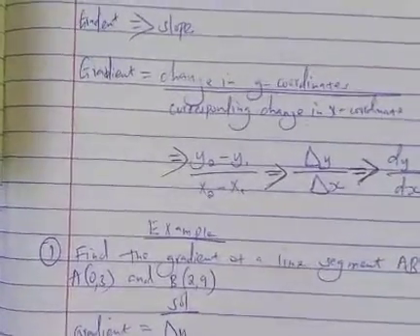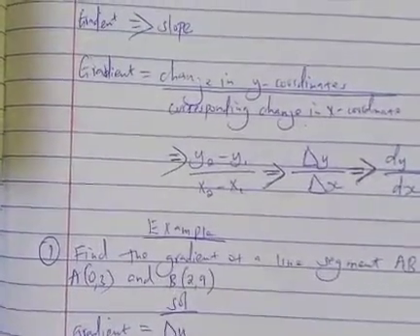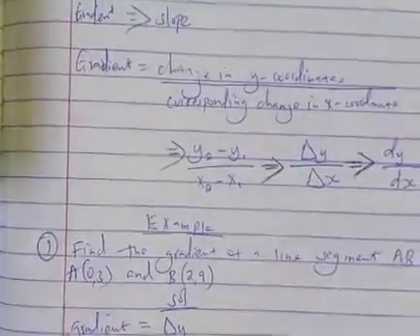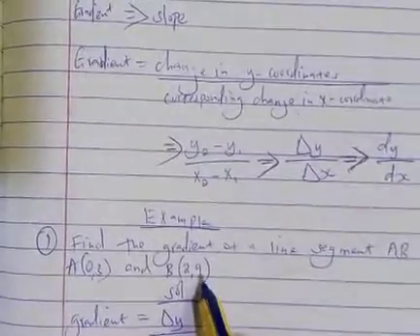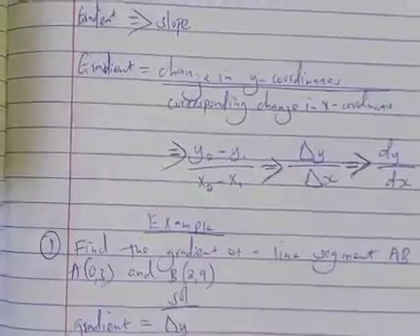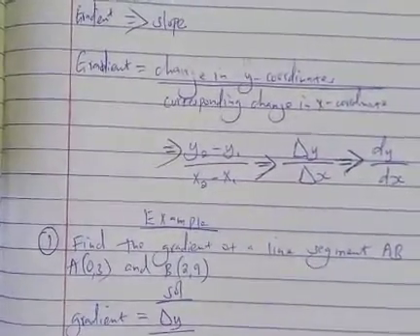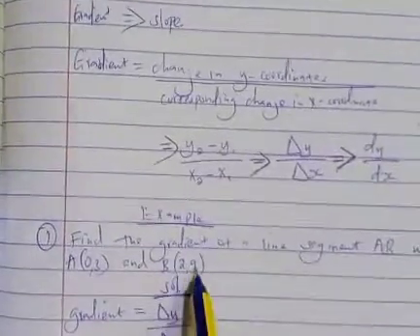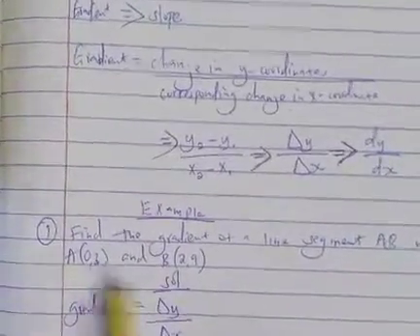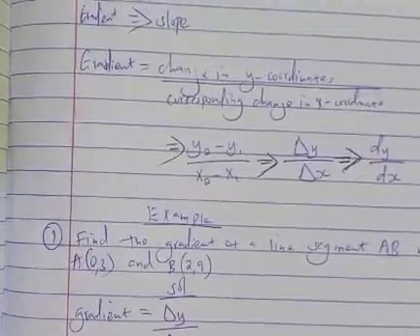So we are saying change in y. So we can take 9 minus 3. The y coordinate here is 9. The y coordinate here is 3. 9 minus 3 over 2 minus 0. We started with 9 minus 3 over, we again take 2 minus 0.